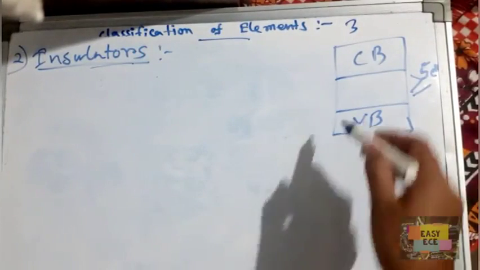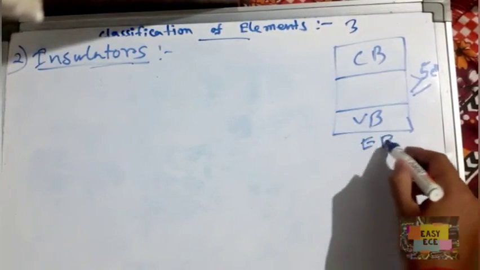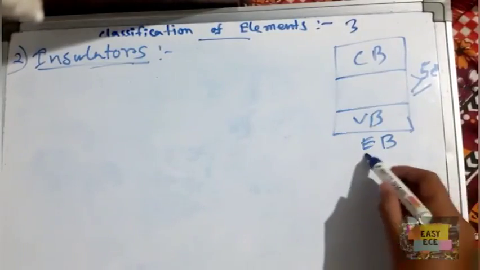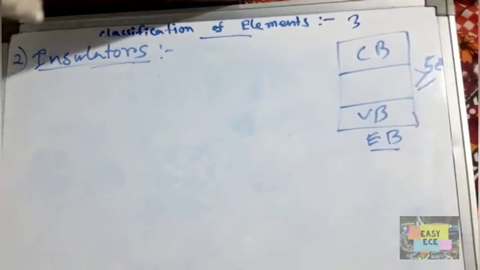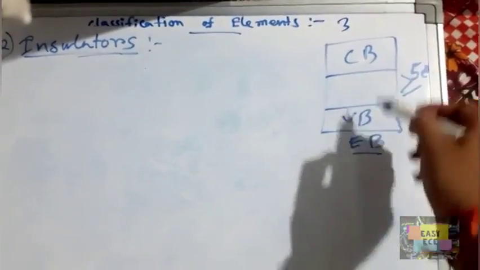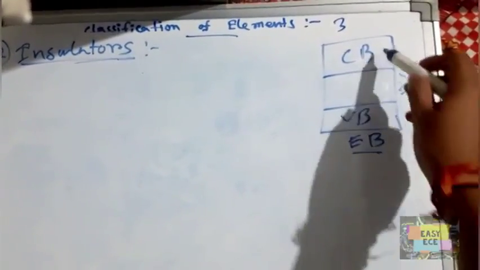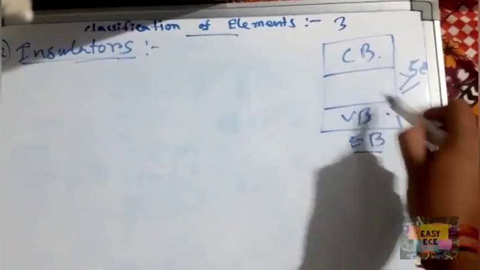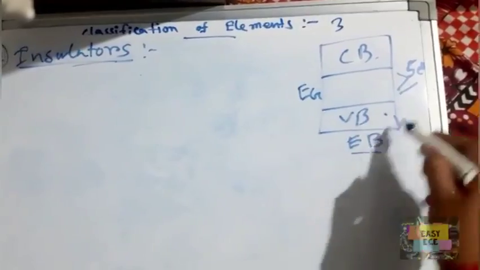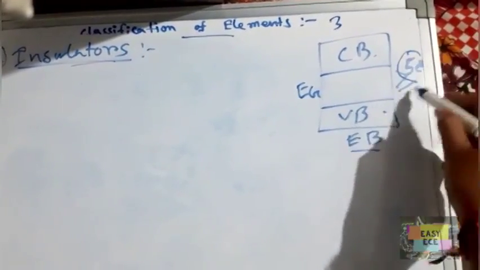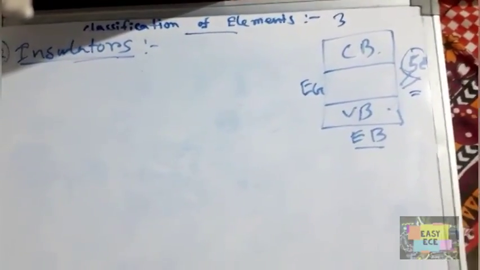In insulator, this is the energy band diagram. This is the conduction band, this is the valence band, and the gap between the conduction band and valence band, that is the energy gap, Eg, is very high. How much? 5 electron volt for insulator.